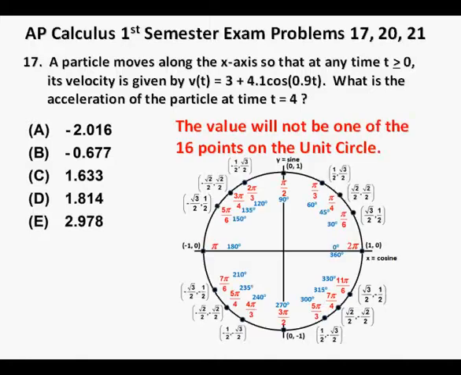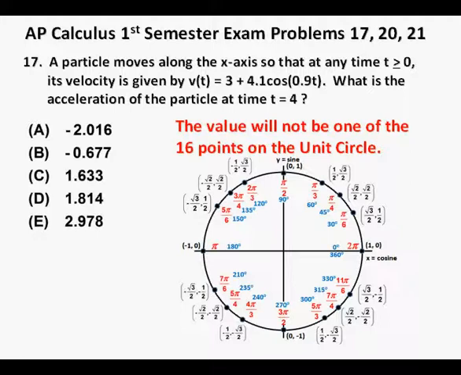Let's look at what makes this a calculator problem. After differentiating, we'll get negative 0.9 times 4.1 times the sine of 0.9 times 4, or the sine of 3.6. The sine of 3.6 is not one of the 16 points on the unit circle we need to know the values for. So that's the big thing that makes this one a calculator problem.